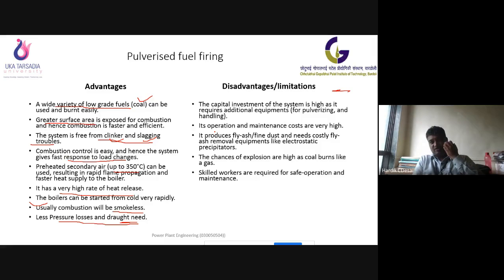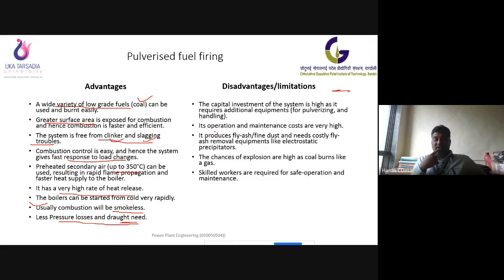And there are also some limitations with this system. You need to pulverize the coal, so you need a pulverizing mechanism. You have mills to convert the coal into powder form, so there are additional equipments and the cost will be higher. The operational and maintenance cost is also very high. And you will have fly ash, so you need equipment like an electrostatic precipitator to remove the particles, to minimize the environmental effect from burning the pulverized fuel.